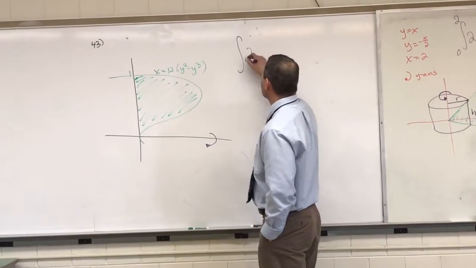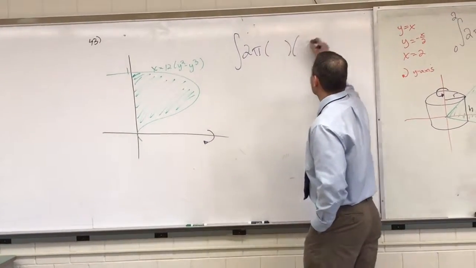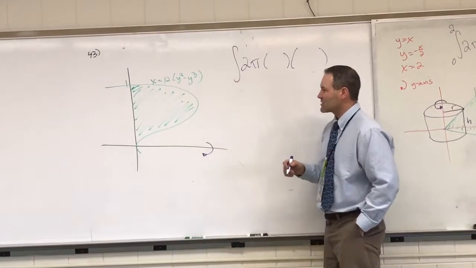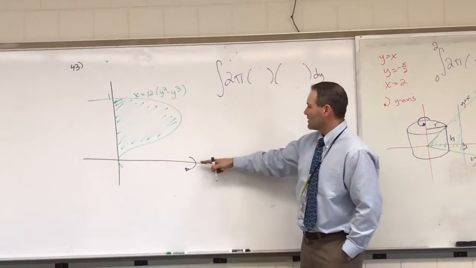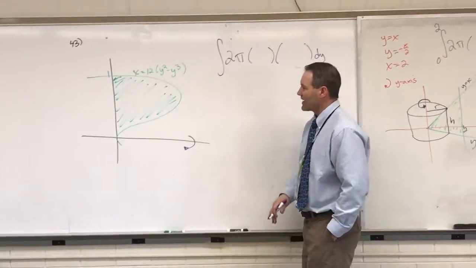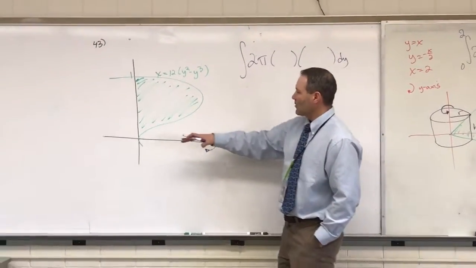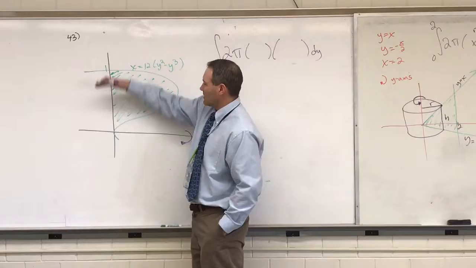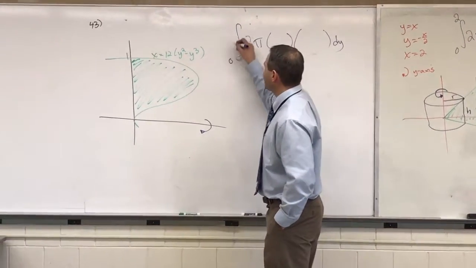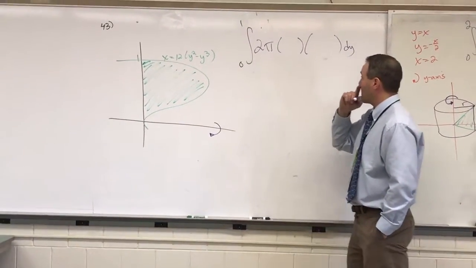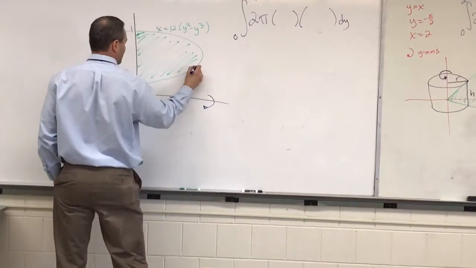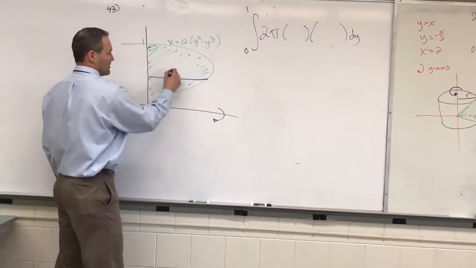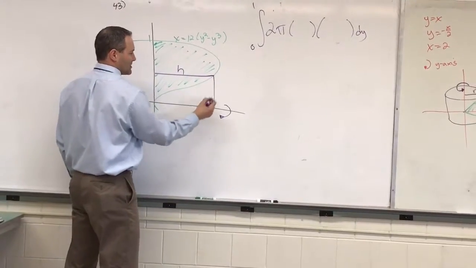So it's integral of 2 pi r h. And are we dx or dy? dy, good. It's a horizontal axis of revolution. So for dy, we have to go from here to here, so that's 0 to 1. That's kind of given to us, which is nice. We draw our height, which is parallel to our axis of revolution. And then connect our height to the axis, and that's our r.